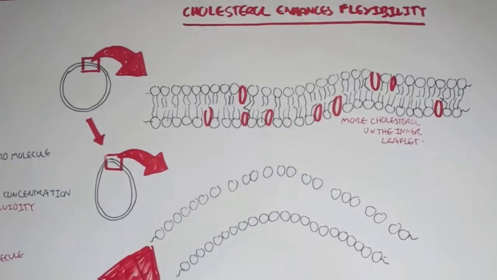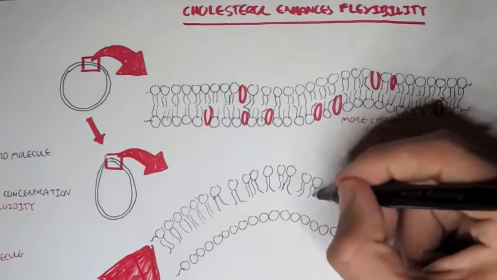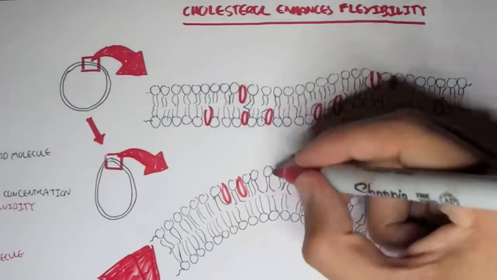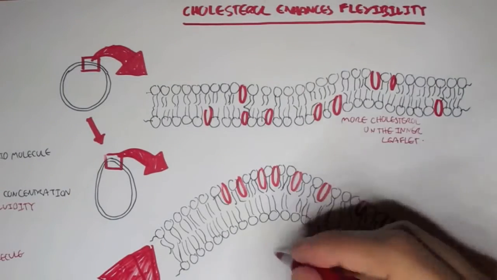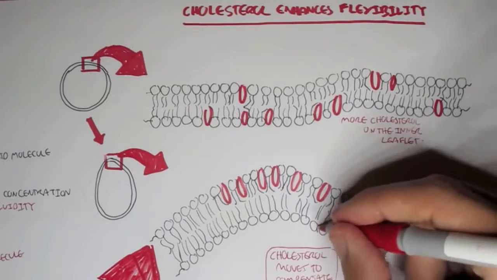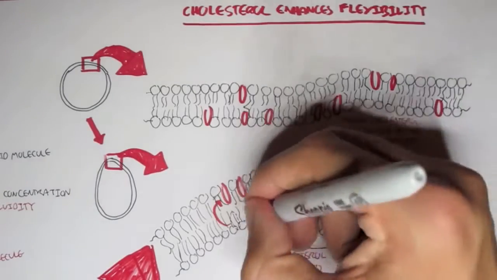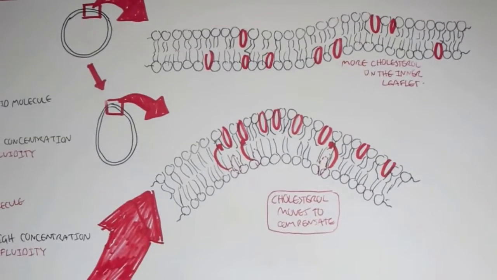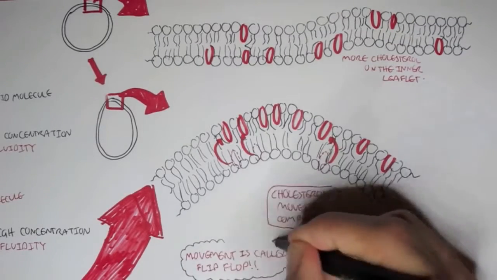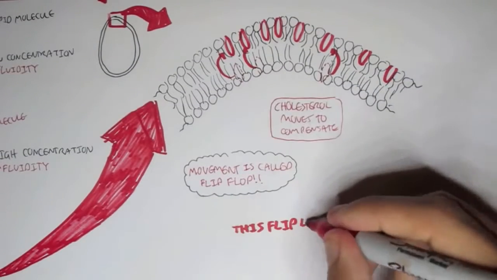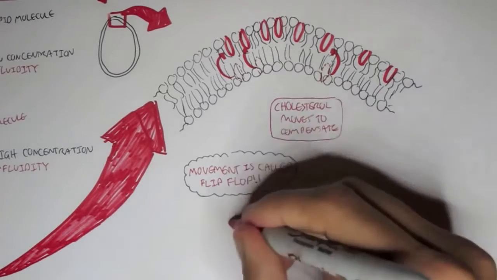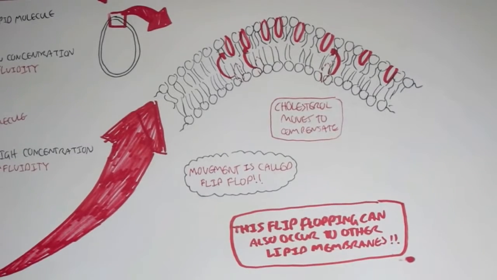And so what happens is when it bends, the top portion will form more gaps. The top leaflet will form more gaps in respect to the inner leaflet. And so cholesterol moves from the inner leaflet to the top leaflet to compensate for this. So here we have cholesterol previously here, it moves. And this movement mechanism by cholesterol is called the flip-flop movement. And this flip-flopping can also occur to other lipid molecules, so other types of lipid membranes can also do this.